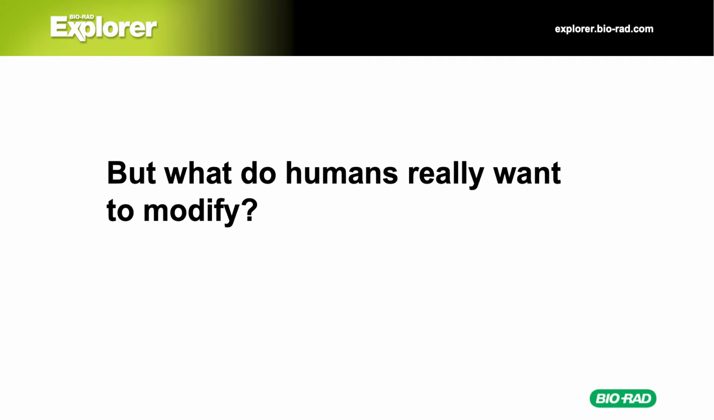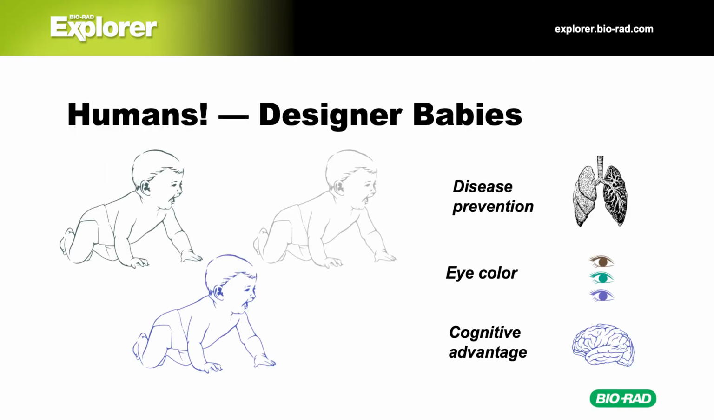But what do humans really want to modify? You guessed it, humans. We have been doing selection of offspring for a long time via mate choice and contemporary techniques that allow a pregnant woman to screen for healthy offspring. But maybe you don't want to just screen against a major chromosomal abnormality like trisomy 21. Maybe you want your child not to have the cystic fibrosis mutation you carry. Maybe you wish your child had brown eyes instead of blue. Or maybe you wish your child had a cognitive advantage over others.